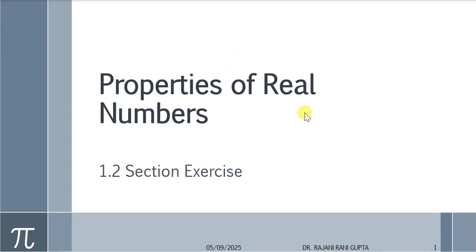Hello everyone. In this video, we will be discussing the properties of real numbers. We know that the two operators, addition and multiplication, are two important operators that we use for the real numbers. So now we are going to work on this. We will see the properties related to this.